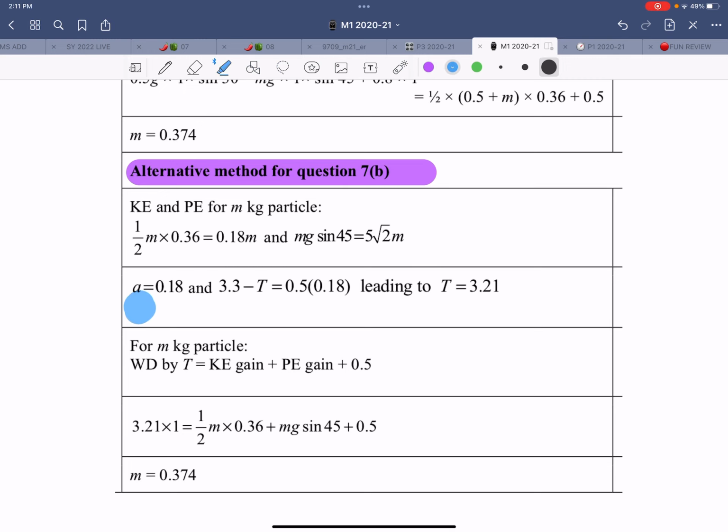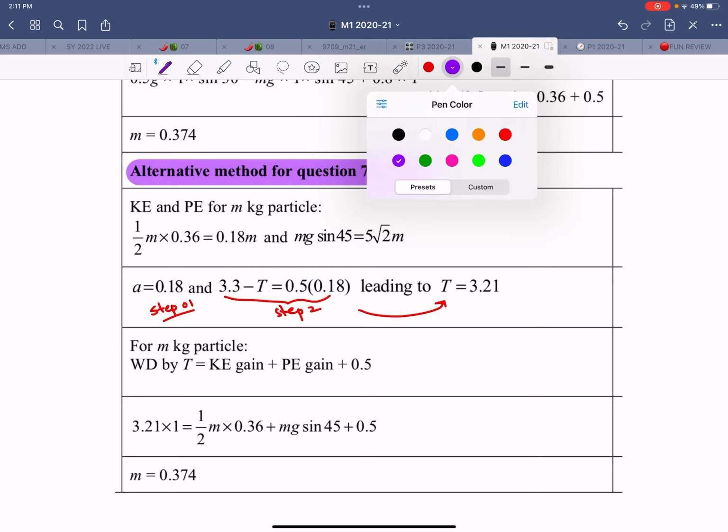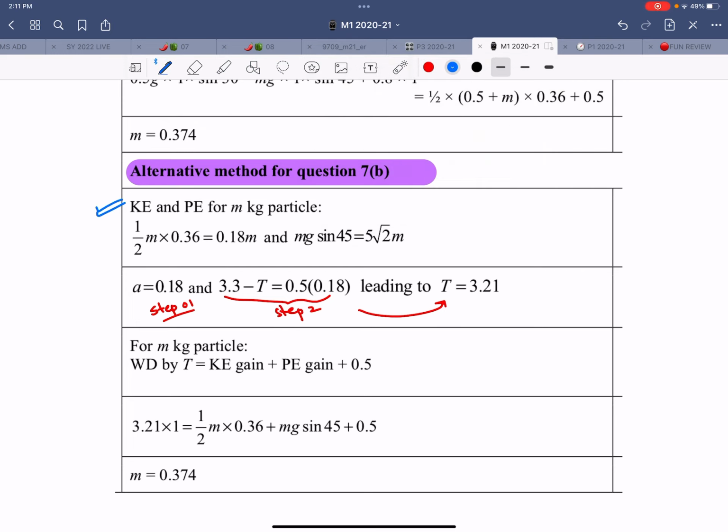This is my step 1. So let me label it. This is my step 1. This is that my step 2, which gives me this. And then applying that equation, so therefore this one, kinetic energy potential for m, the whole equation is applied. This is work done against resistance, and that is the answer that we get.